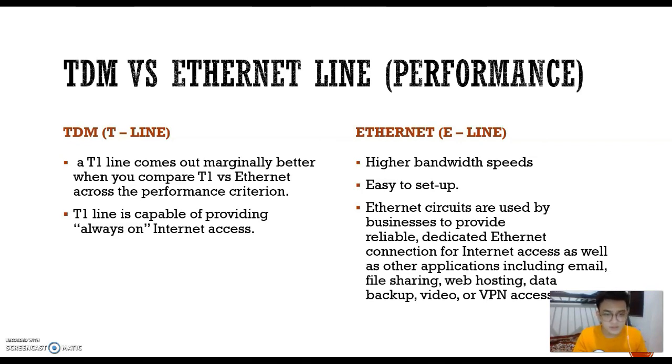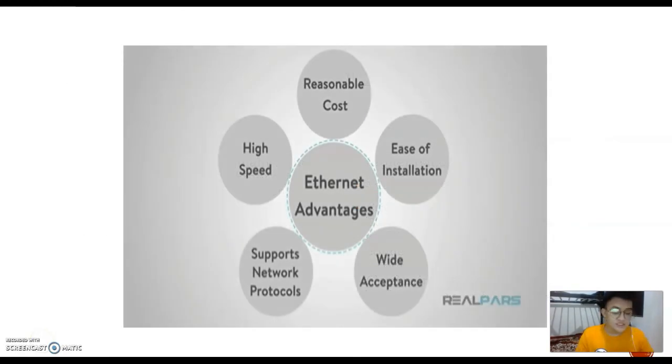Ethernet circuits are used by businesses to provide reliable, dedicated Ethernet connections for internet access as well as other applications including email, file sharing, web hosting, data backup, video, or VPN access, unlike in TDM connection. Overall, Ethernet is more popular because of its balance of service speed, reasonable costs, easy installation, support for various network protocols, and wide acceptance in the computer marketplace.